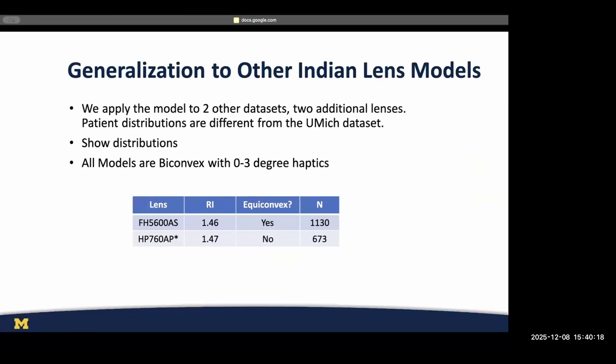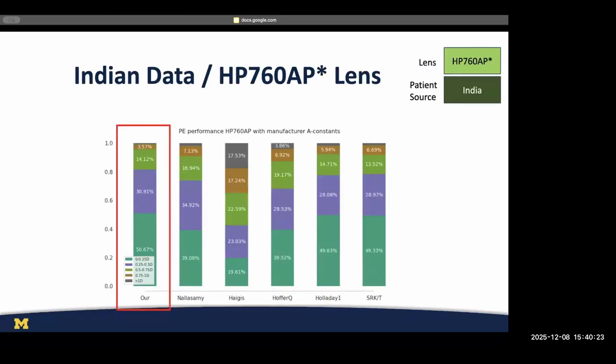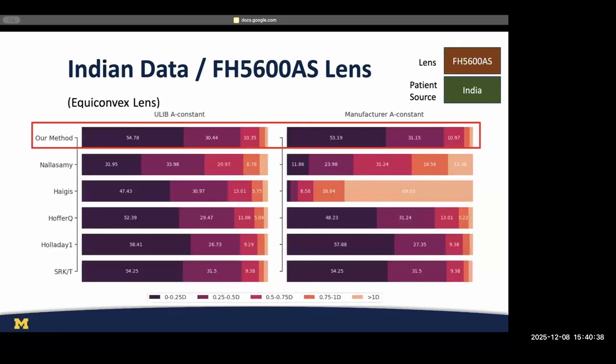There were two other lens models that I mentioned. One was an equiconvex lens, one was not. Here's the performance of the non-equiconvex lens. It still outperforms all the other models. This one didn't have empirical A constants, so we don't have that comparison. And then this is the equiconvex lens. Even though it doesn't actually outperform all of the other models, it outperforms the Nallasamy formula, and it holds steady over the change in A constants.